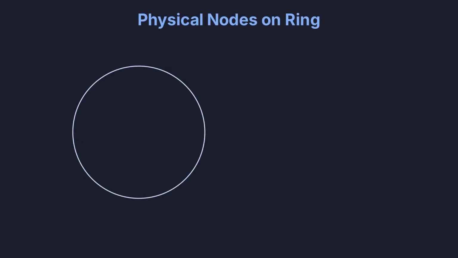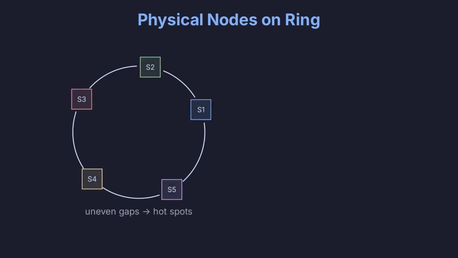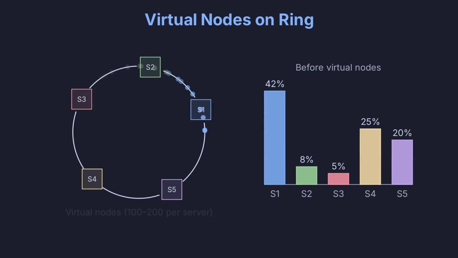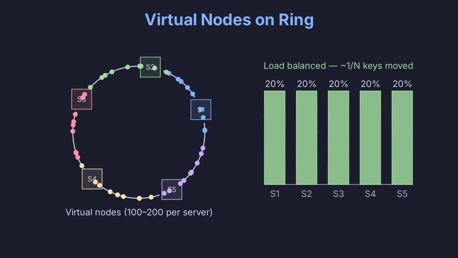But wait, if you just place a handful of physical nodes randomly on the ring, you'll get hotspots. Some servers end up owning huge arcs, while others own tiny ones. The fix is virtual nodes. Each physical server gets hundreds of virtual replicas scattered across the ring. You typically use 100 to 200 virtual nodes per physical instance. Now, the arc ownership becomes statistically even. Adding a physical node still moves only about 1/n of the keys, and the load distribution stays smooth. Cassandra uses this technique, and it's why you can add a node and see a well-balanced rebuild.